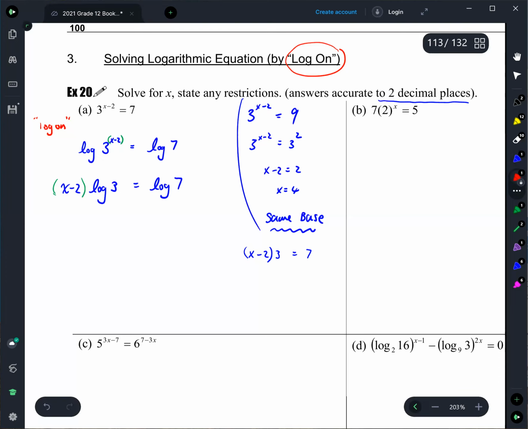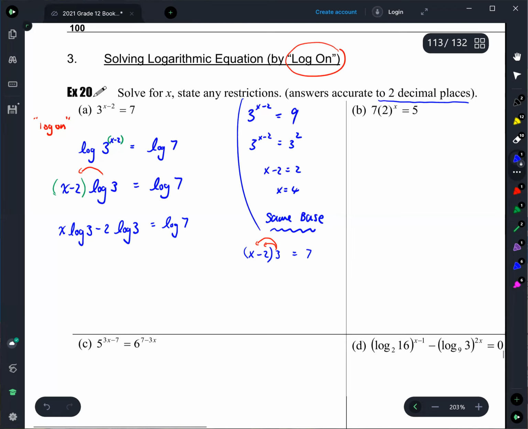So if you want to solve this, you would need to expand the brackets, right? So we're gonna do the same thing here. So log 3 is going to multiply in, okay? So that gives us x log 3 minus 2 log 3 equal to log 7. Does anyone have questions so far? How we get here?